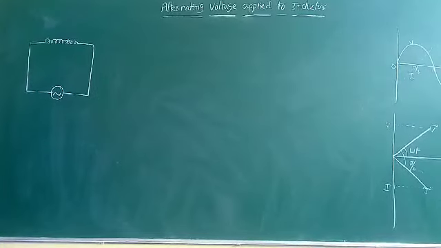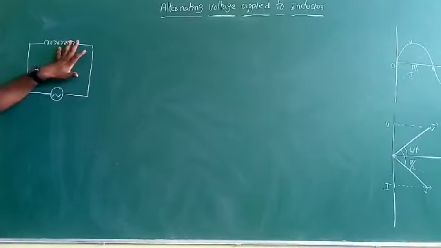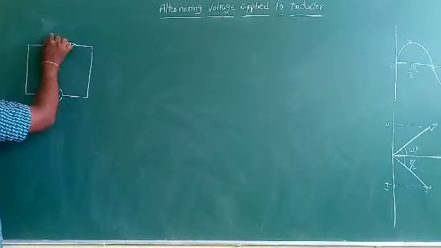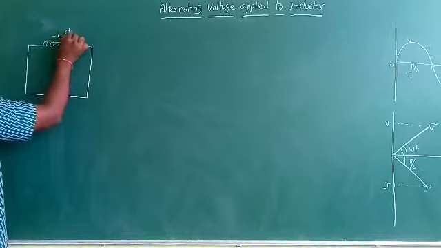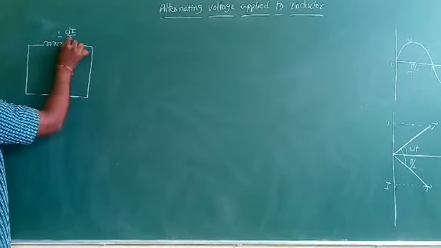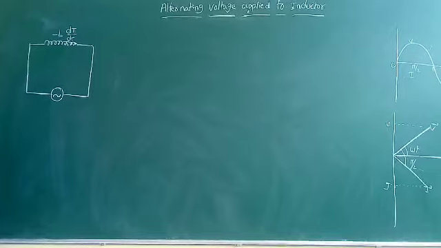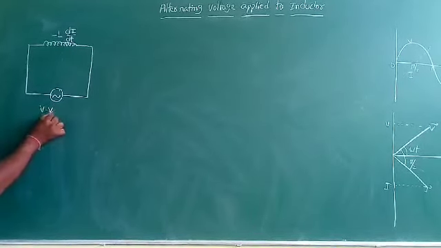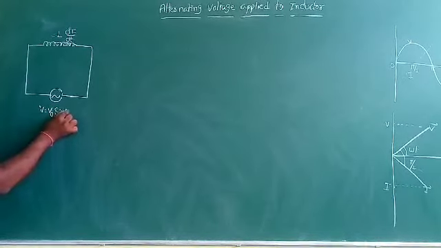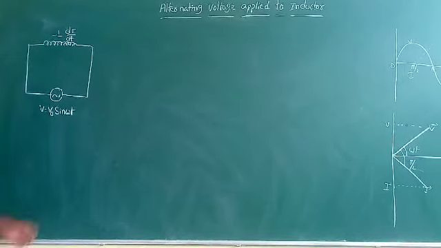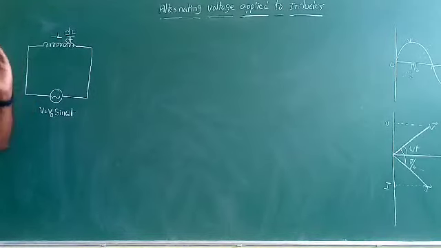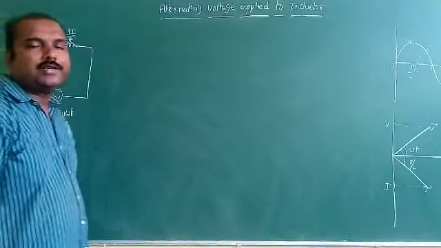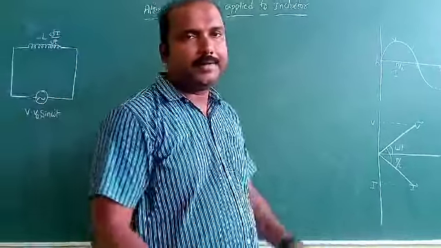Now this is the inductor. For an inductor, the induced EMF is given by minus L into di by dt. This is the AC. AC means V is equal to V naught sin omega t. Now this alternating voltage is connected to the inductor. What is the phase difference between voltage and current? Now in this class we will study.